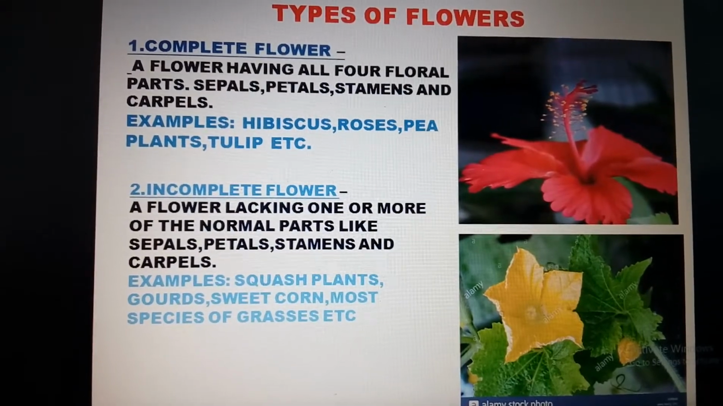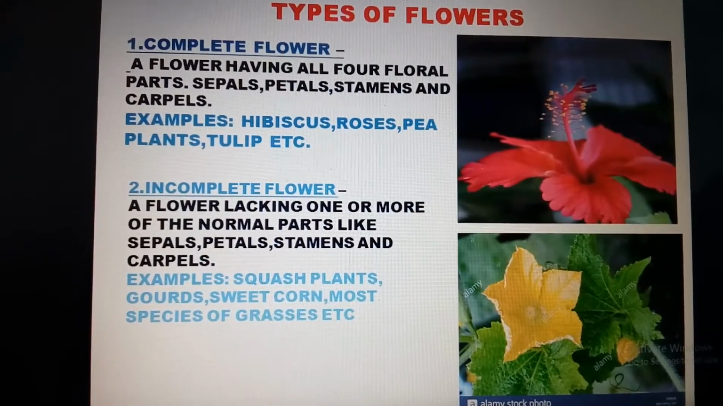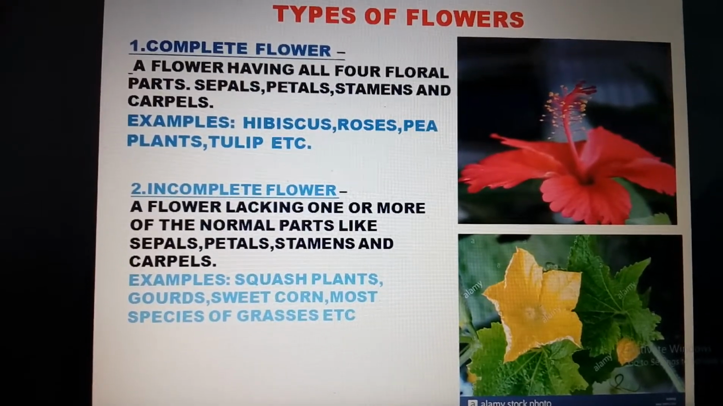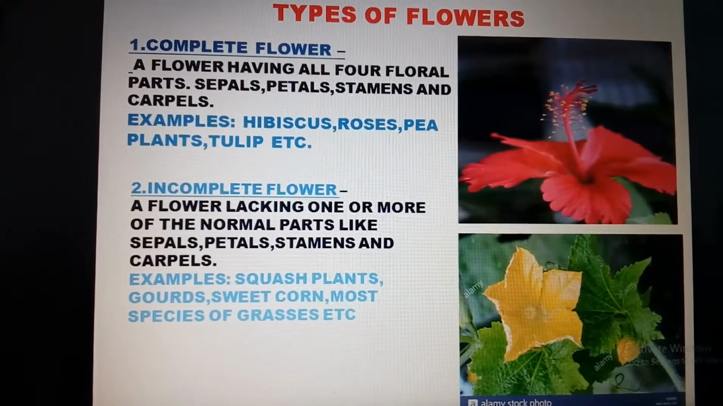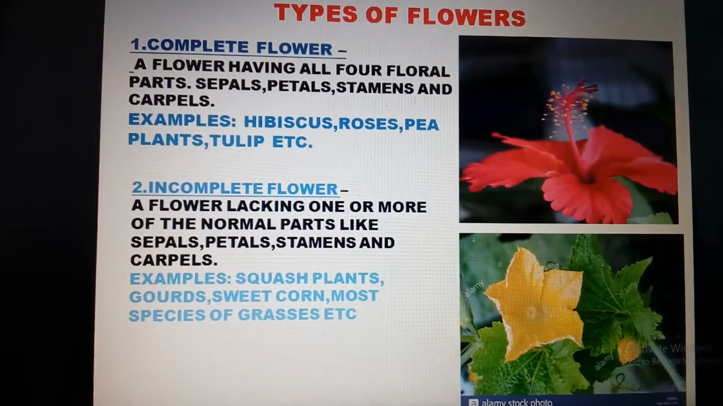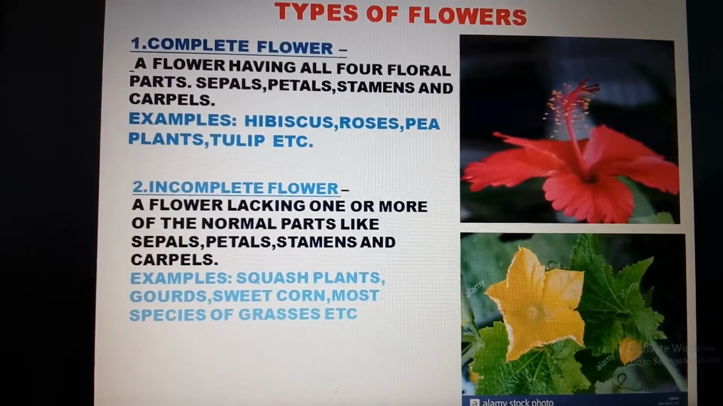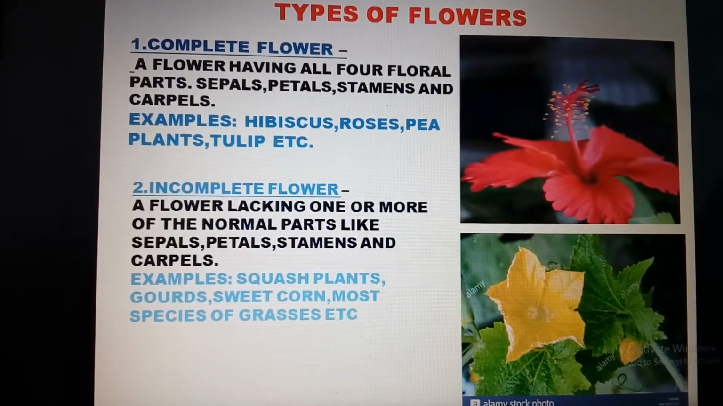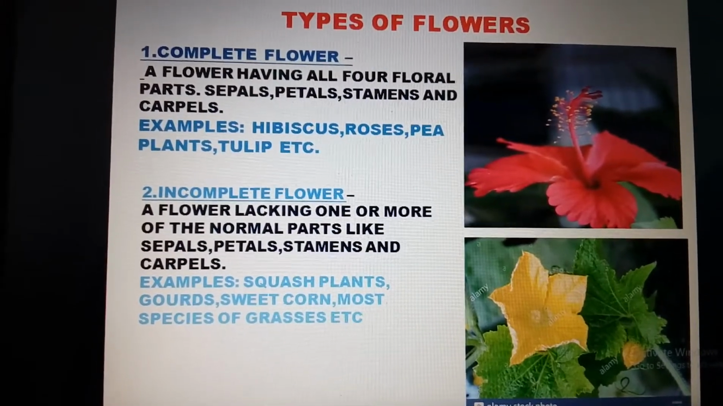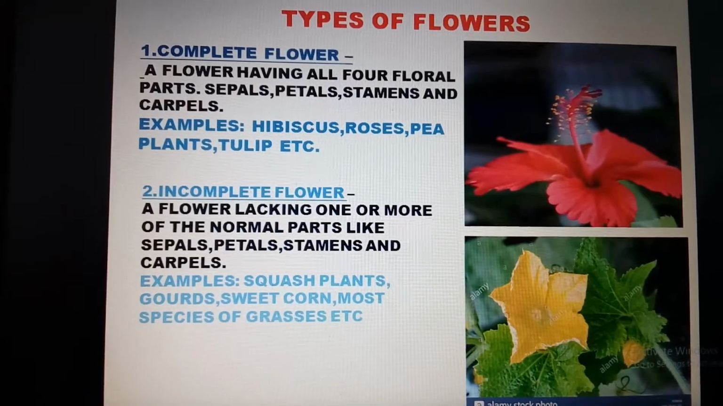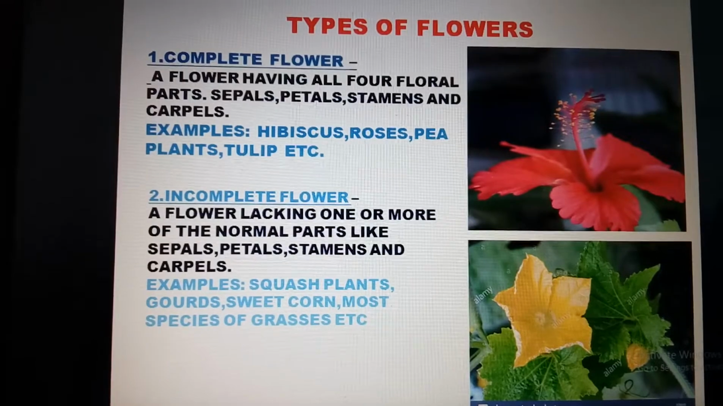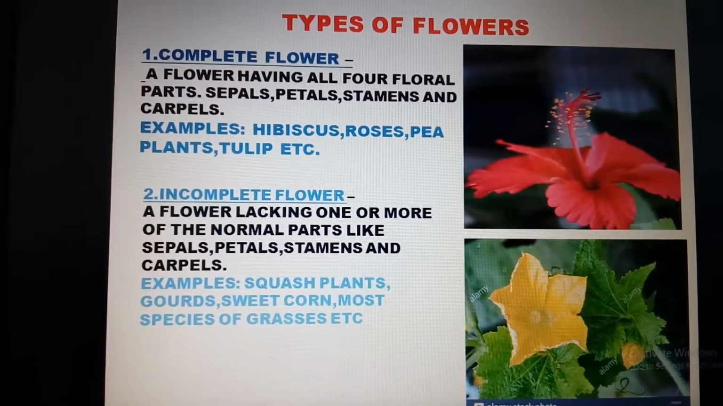The next one is the incomplete flower. As the name suggests itself, incomplete means not complete. That is a flower lacking one or more of the normal parts, like sepals, petals, stamen and carpel. That means any of the parts is missing, and that makes the flower incomplete. Here there are certain examples: squash plants, gourds, sweet corn and most species of grasses. Here you can see the gourd flower.